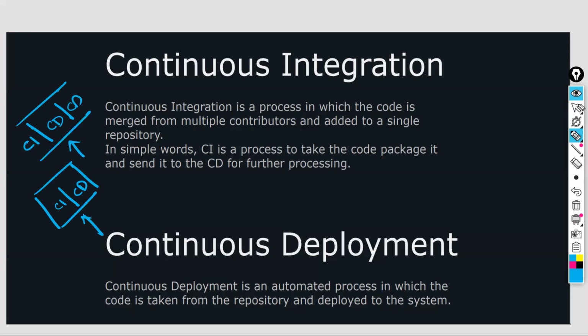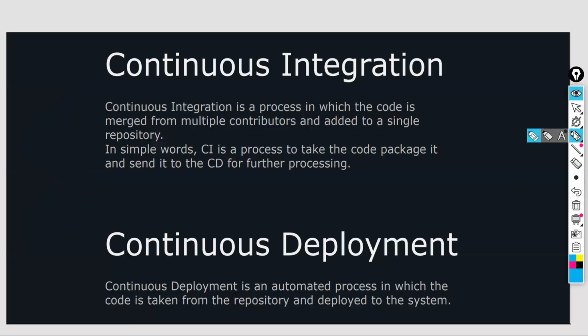So what is continuous integration? Let's go ahead and check it out. So this is what I just repeated. Correct? Continuous integration, what is continuous integration? Continuous integration is a process in which the code is merged from multiple contributors. So continuous integration is a process where the code is merged from multiple contributors.